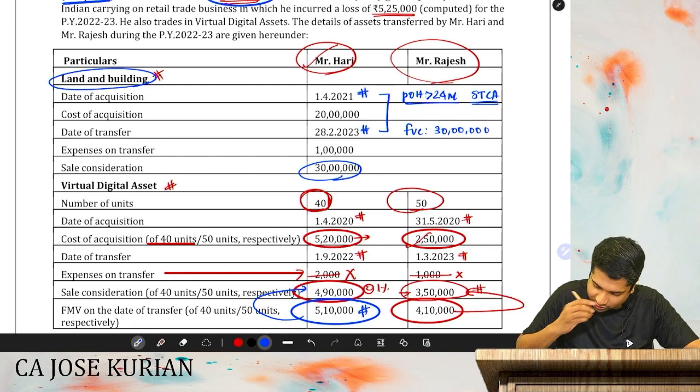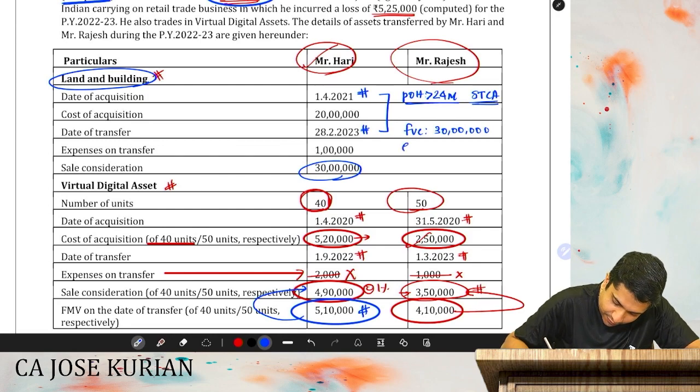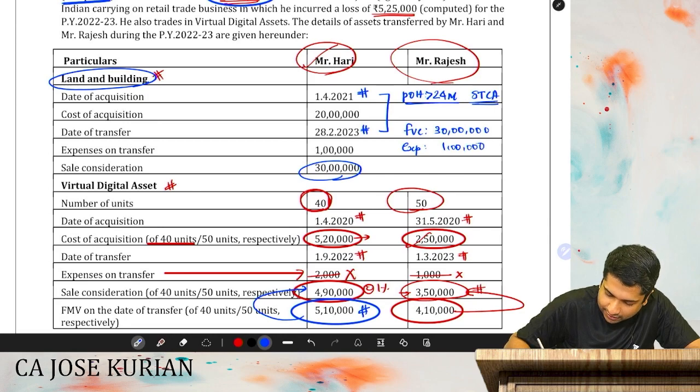How much is the cost of acquisition? There are expenses on transfer. That definitely you can claim. It's a normal land and building. You can definitely claim the expenditure on transfer. That will be 29 lakhs.